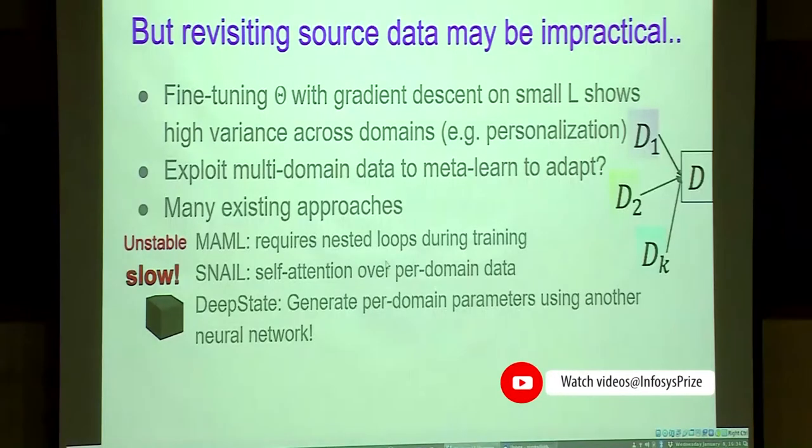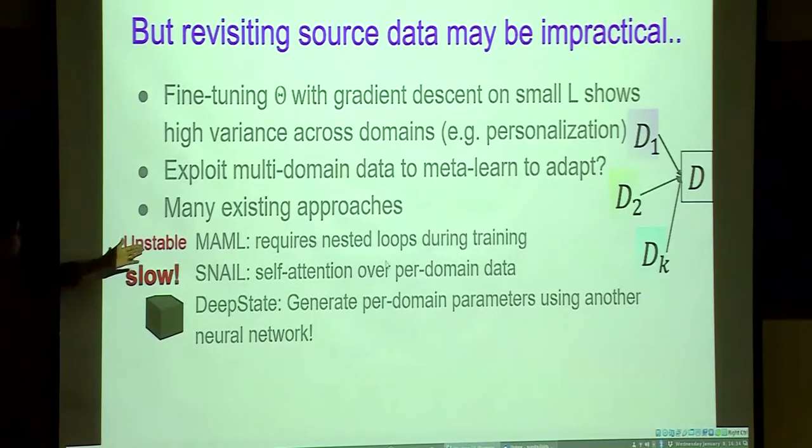So this is also a kind of hot field in machine learning. Learning to adapt, there are many approaches which have been proposed. There is a method called MAML, but in our experience, we found that to be too unstable. There are methods like SNAIL, but those require self-attention over the domain data, and therefore they are kind of slow. They kind of quadratically depend on the amount of training data that you have. And then there is this class of methods which is only possible in deep learning, where people try to use in-domain data to generate the parameters of each domain.